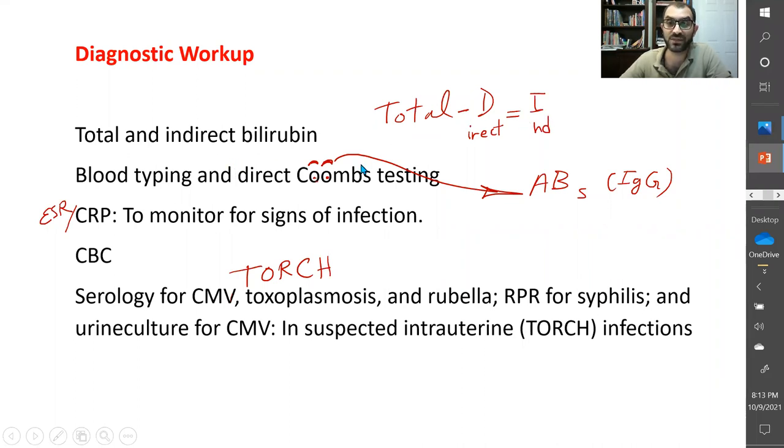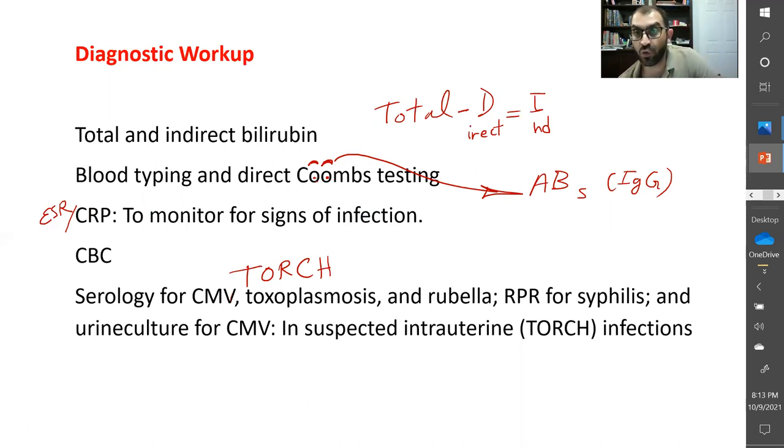Blood typing and Coombs test. Blood typing, Rh: in this case, the mother was B positive, the kid was B positive as well. Direct Coombs testing, looking for antibodies, especially IgG. CRP and ESR, erythrocyte sedimentation rate and C-reactive protein, to monitor for signs of infection and inflammation. Check CBC, how bad the hemolysis is, how bad the anemia is.